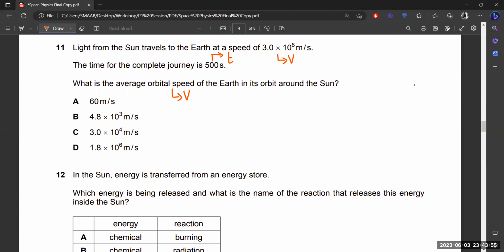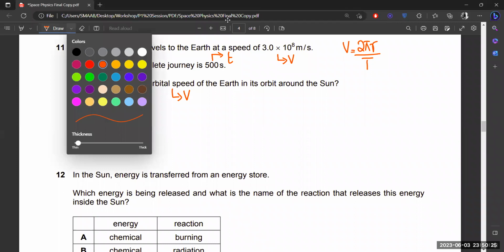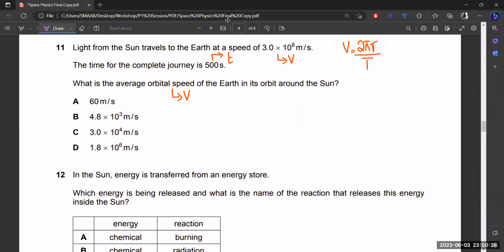So according to that formula, let's try to solve the question. The formula for the orbital speed is v equals 2 pi r, where r is the distance, divided by the time period. The time period is the time taken by the Earth to orbit around the sun. First of all, we need to find the distance because the distance is unknown. They only mention that light takes 500 seconds to reach the Earth from the sun. So first we need to find out the distance.